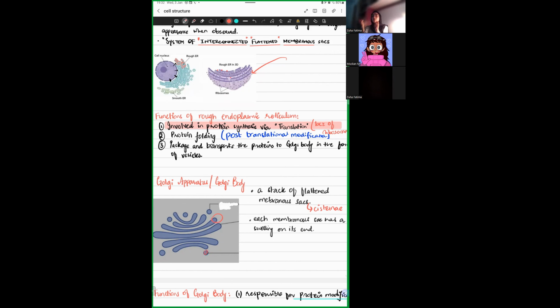it would pinch off like this. So it pinches off from the end by itself, and then a new protein comes in, and the whole cycle repeats. So that is why each membranous sac has a swelling on its end.